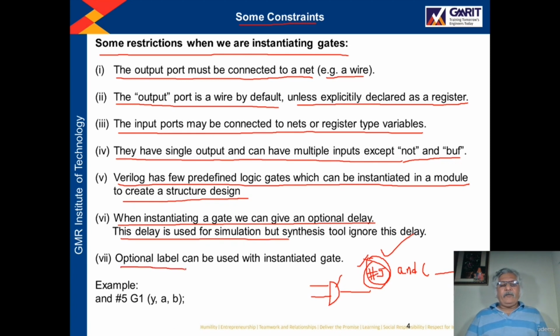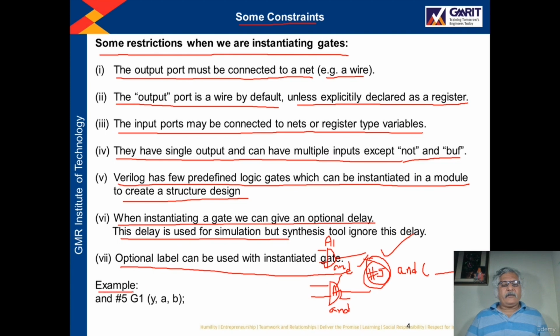Another is that an optional label can be used with an instantiated gate. So you can mention the label. This is an AND gate, right? Now suppose in a circuit there is another 2 input AND gate also. So both are predefined AND gates, 2 input AND gates. To differentiate these two gates, you can give a label, like this is my gate number A1, this is my gate number A2. Like this you can give the label, but this is optional. If you want, you can give.